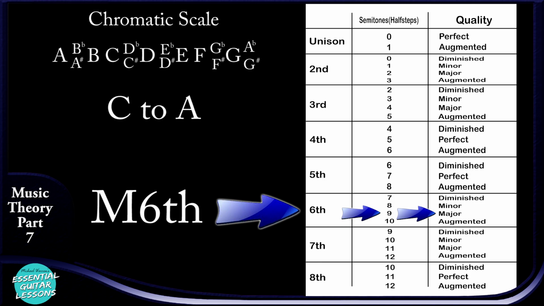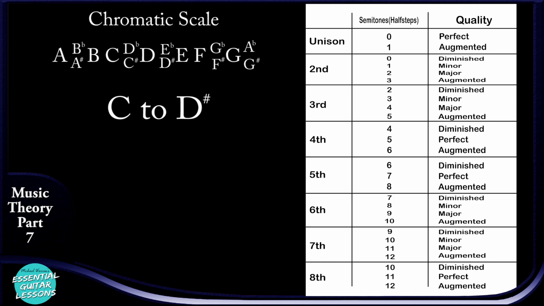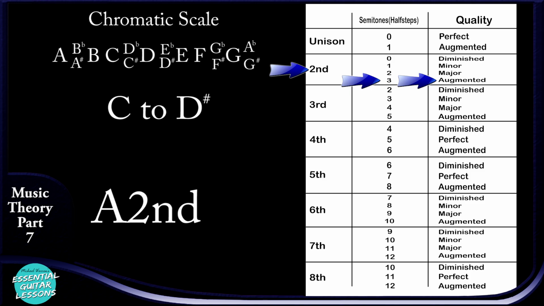So what if we had C to D sharp? Again, we do our count. C, D, so it's a second of some sort. And then I just count my semitones. C to C sharp to D, D to D sharp, and that's 3 semitones this time. So I go to my chart, 3 semitones for a second would be augmented. So C to D sharp would be an augmented second there.